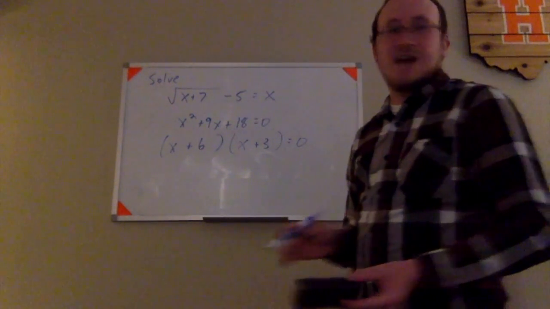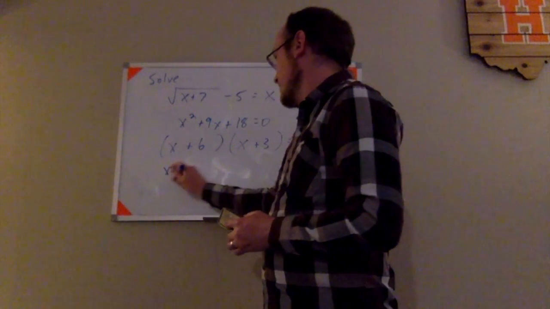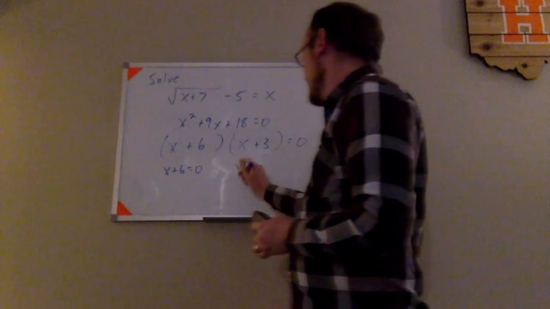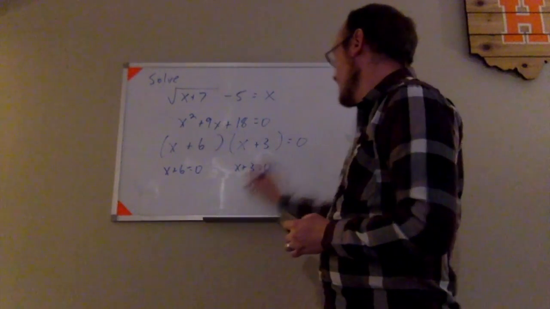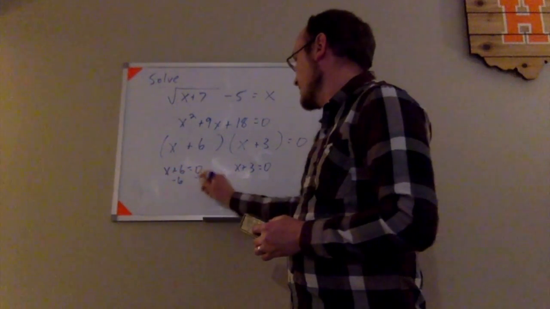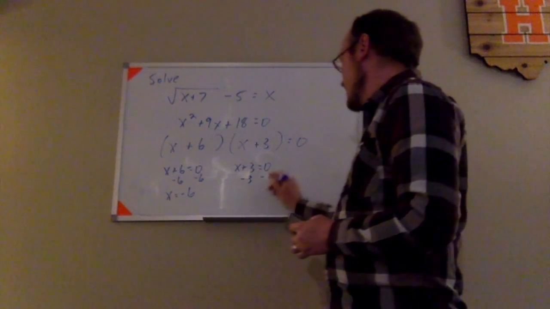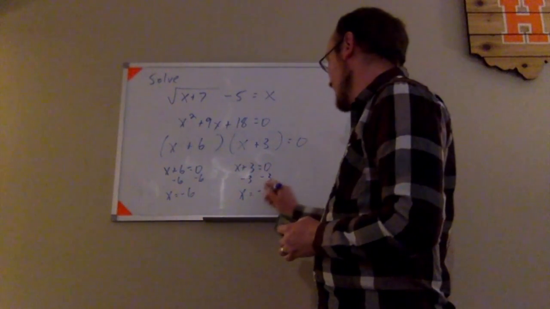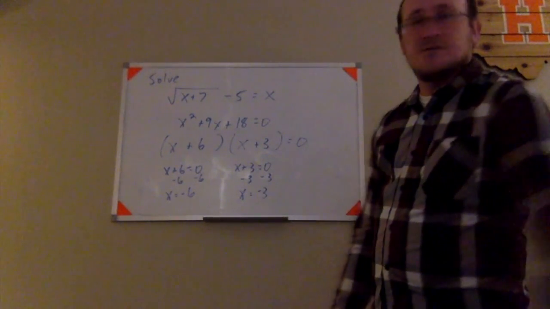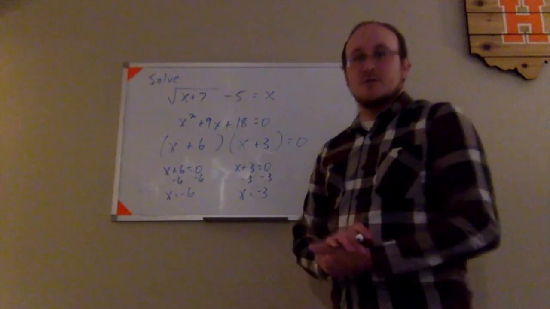And now I can set each factor equal to 0. x plus 6 equals 0. x plus 3 equals 0. Subtract 6. I'll get x equals negative 6. Subtract 3. And I'll get x equals negative 3. And I have what appears to be two solutions to this equation.